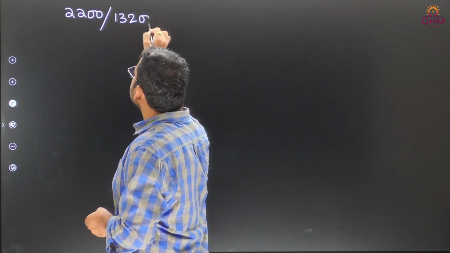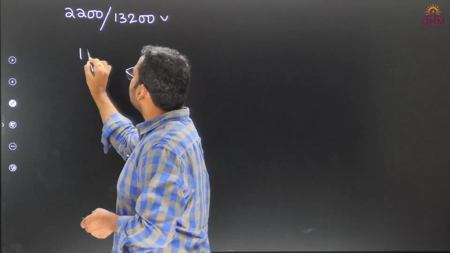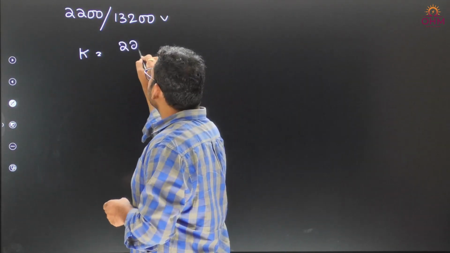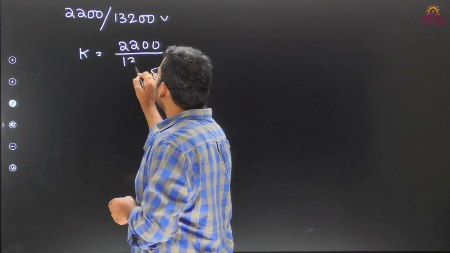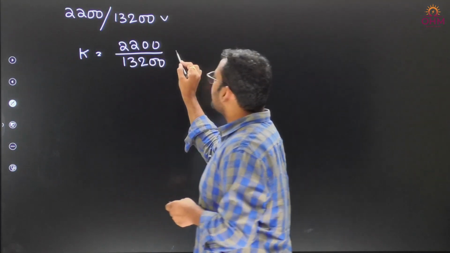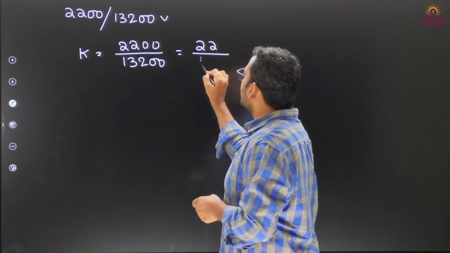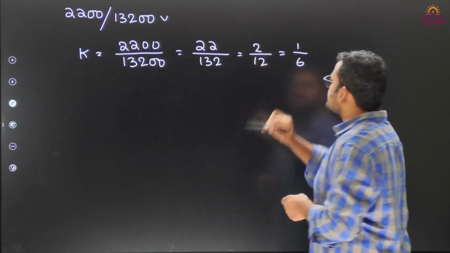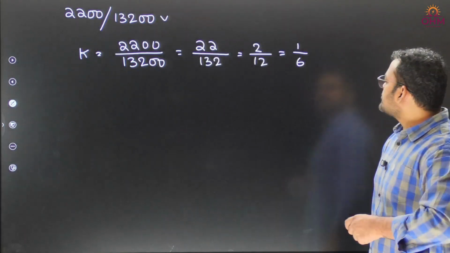2,200 by 13,200 volt. What is the value of K? K is always LV by HV, as I mentioned. That is 2,200 by 13,200. Two zeros will cancel. It is 22 by 132. That means 2 by 12, which is 1 by 6. Am I correct? Okay. So this is the K value.